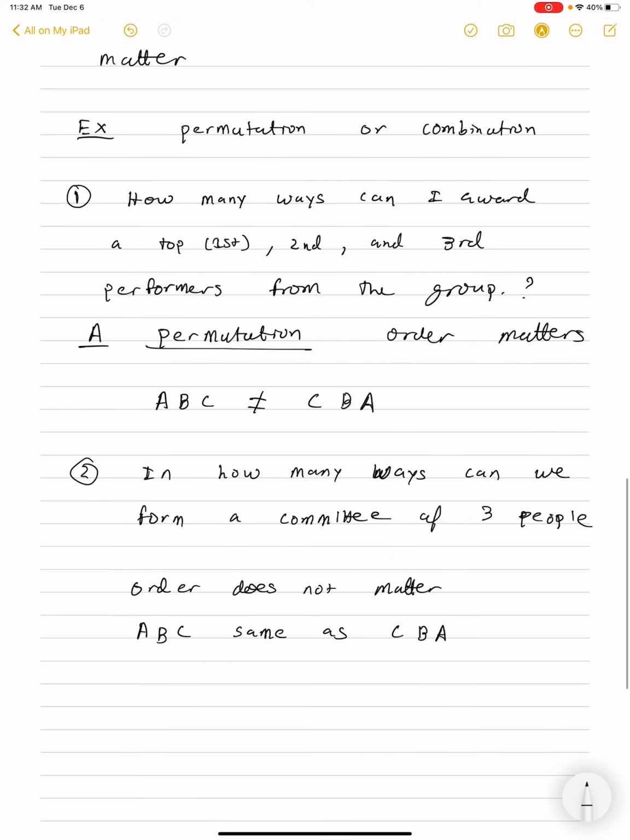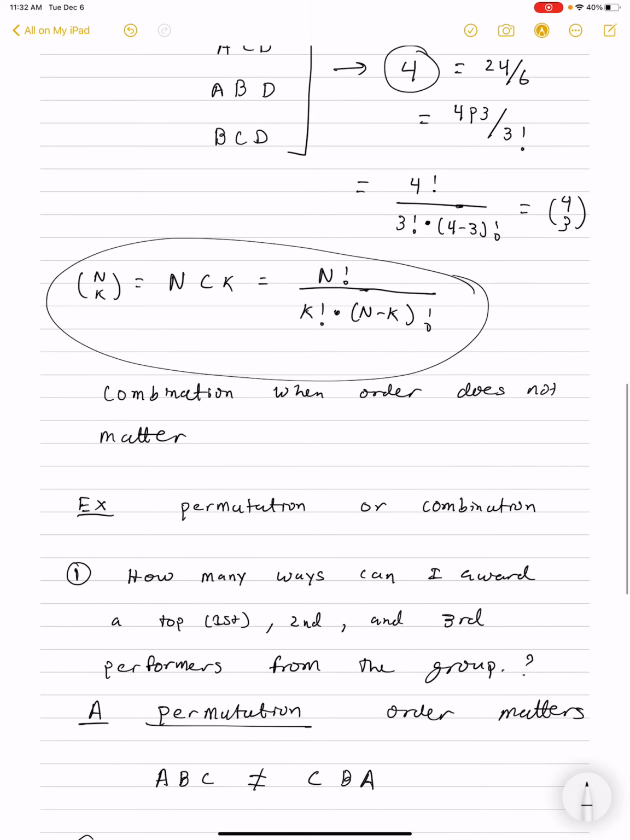Okay. So one of the key takeaways for today is this combination formula. It's very important to distinguish when to use the two formulas so that you can calculate your probabilities correctly.